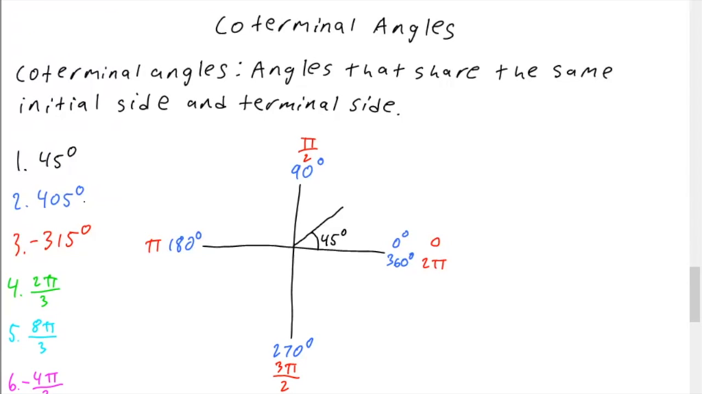Now, what if I said 405 degrees? Well, that's an issue because we've only got up to 360. We start at 0, and if we went all the way around, we'd hit 360. What do we do then? Well, you keep going.